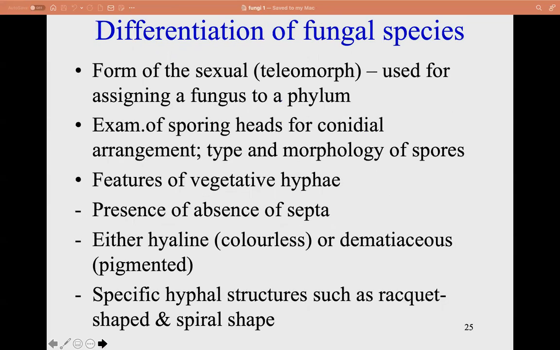How do we differentiate fungal species? By the sexual form or the teleomorph, which is used for assigning a fungus to a phylum. Examination of the sporing head for conidial arrangement, type and morphology of spores, the features of vegetative hyphae, the presence or absence of septa or cross walls, and by their production of pigment. If it's pigmented, we call it dematiaceous, and when it is colorless, hyaline. Also specific hyphal structures such as racket shape and spiral shape.